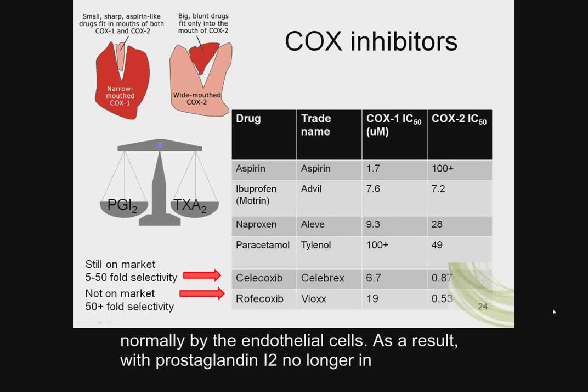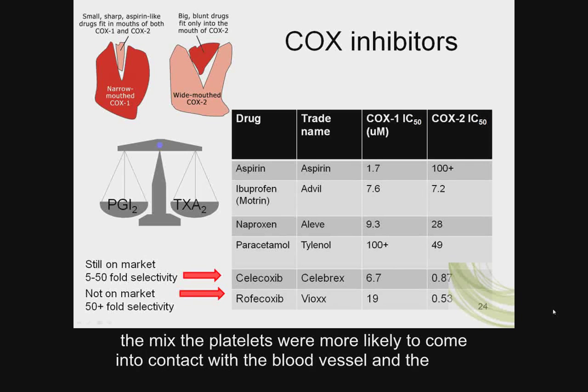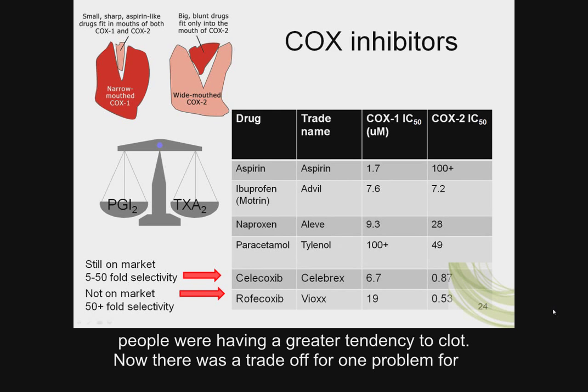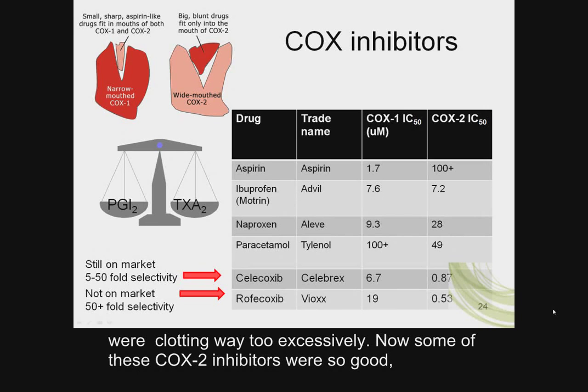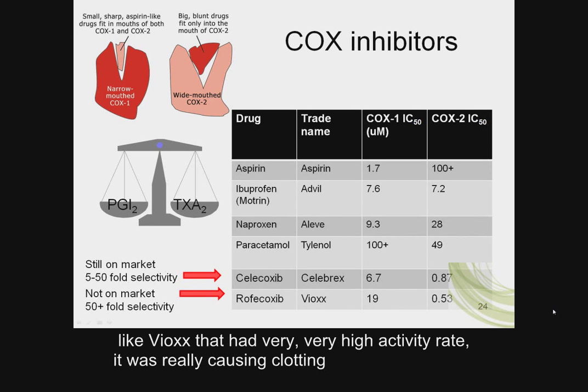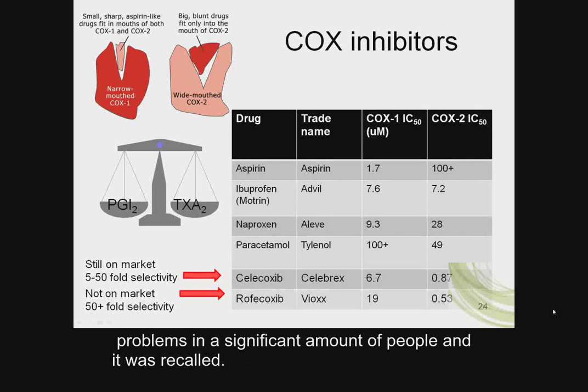As a result, with prostaglandin I2 no longer in the mix, the platelets were more likely to come into contact with the blood vessel, and the people were having a greater tendency to clot. Now there was a trade-off for one problem for another. Although their inflammatory responses were kept in check, these patients were clotting way too excessively. Now, some of these COX-2 inhibitors that were so good, like Vioxx, that had very, very high activity rate, were really causing clotting problems in a significant amount of people, and those drugs were recalled.